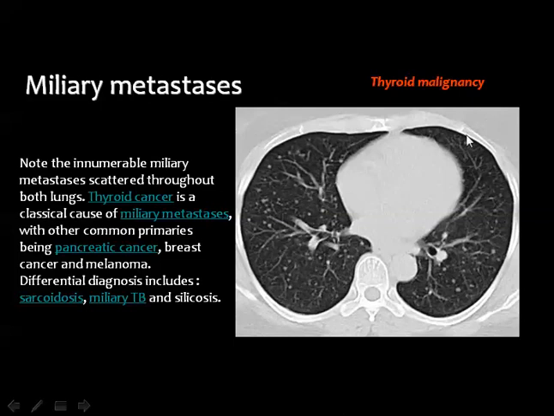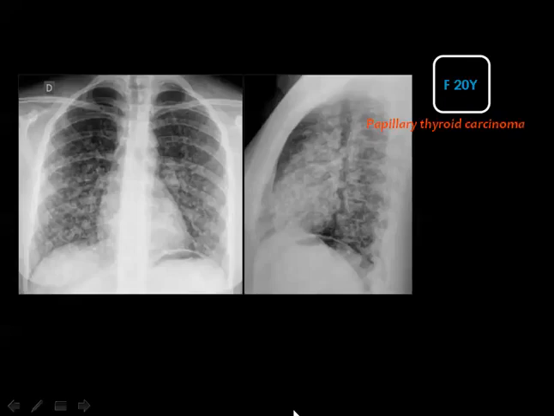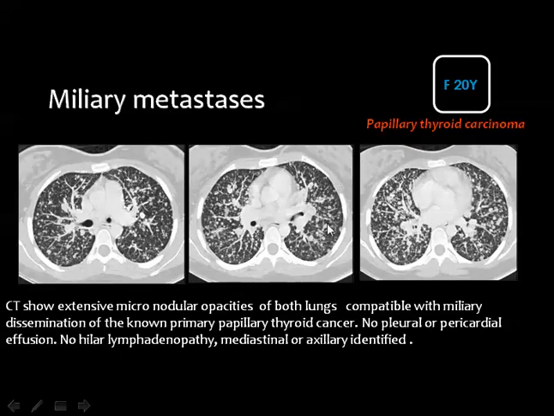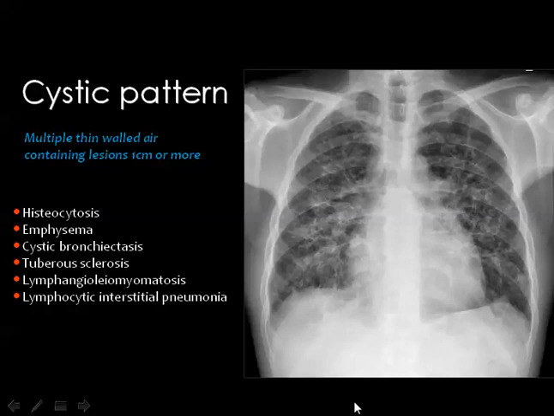Then miliary metastases are nodules that are less than 3 millimeters and also more than 3 millimeters, randomly distributed through the lung. And you should know that there is a primary malignancy, which in most cases is in the thyroid, because thyroid is one of the most common locations to produce miliary metastasis, and also pancreatic cancer, the breast, and so on. Then this is papillary thyroid carcinoma. You got miliary shadows in the lung, they are metastases, and this is the CT scan showing extensive miliary metastasis in the lung. Finally, we came to the cystic pattern. Cystic pattern means that you have too many air-containing cysts in the lung. And the differential diagnosis is one of 6.